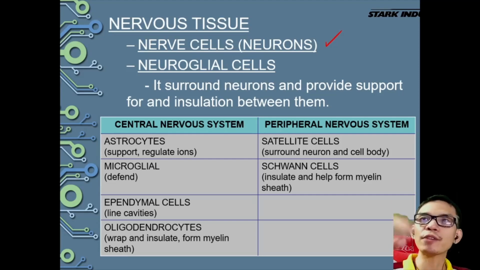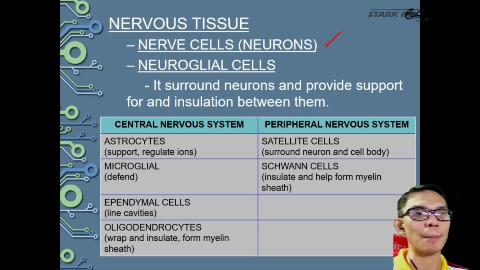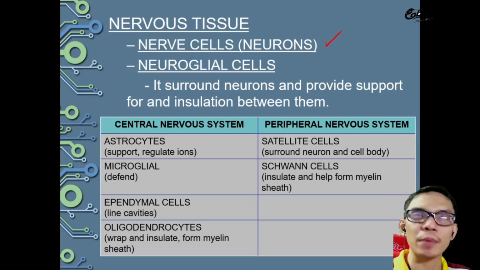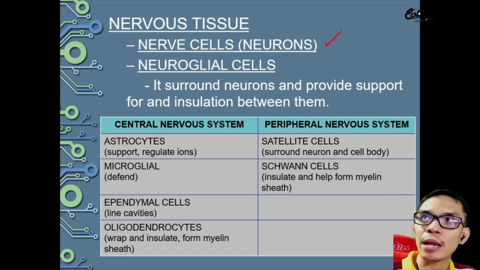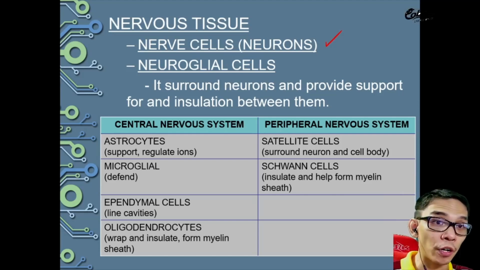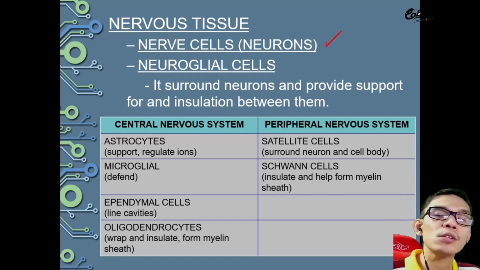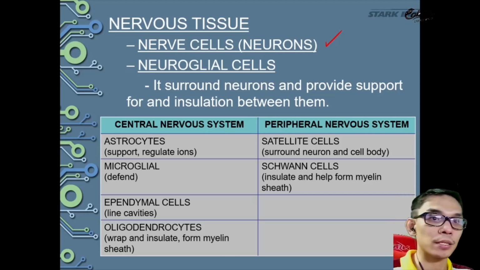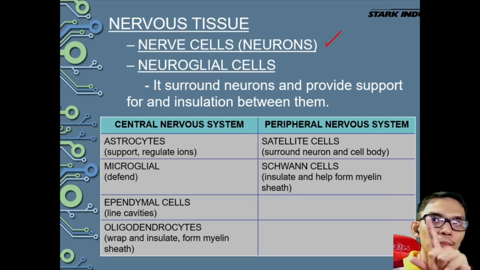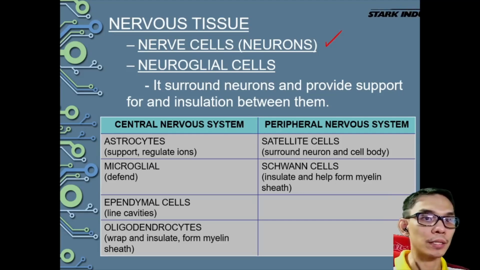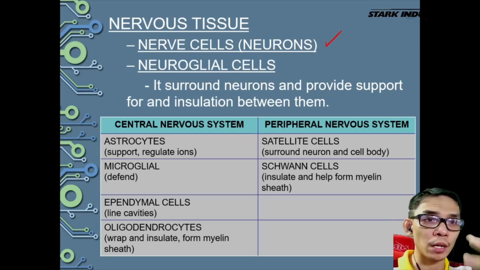Functions. All right, so let's start first with the central nervous system. The central nervous system is made up of several glial cells. There are four of them: the astrocytes, the microglia, the ependymal cells, and the oligodendrocytes. So what is the difference between the four of them?